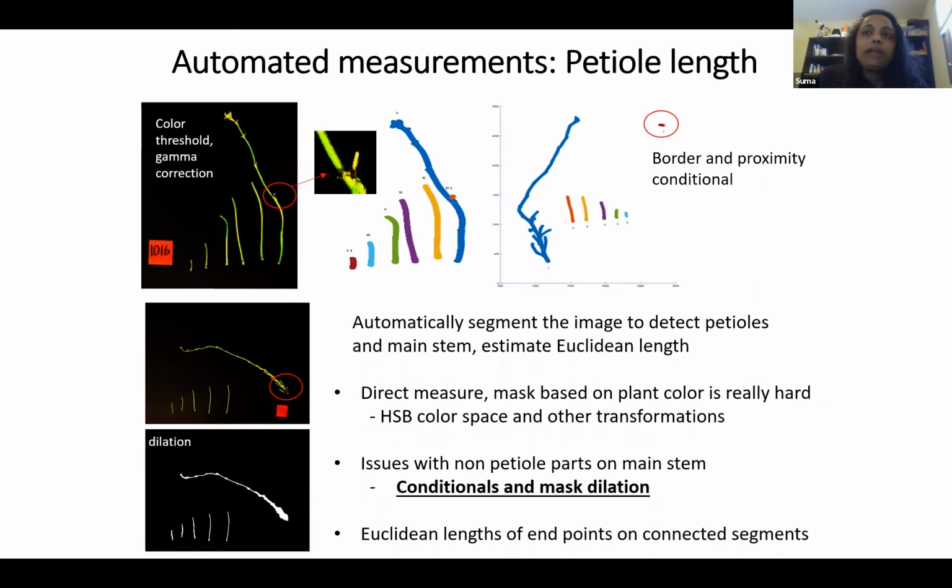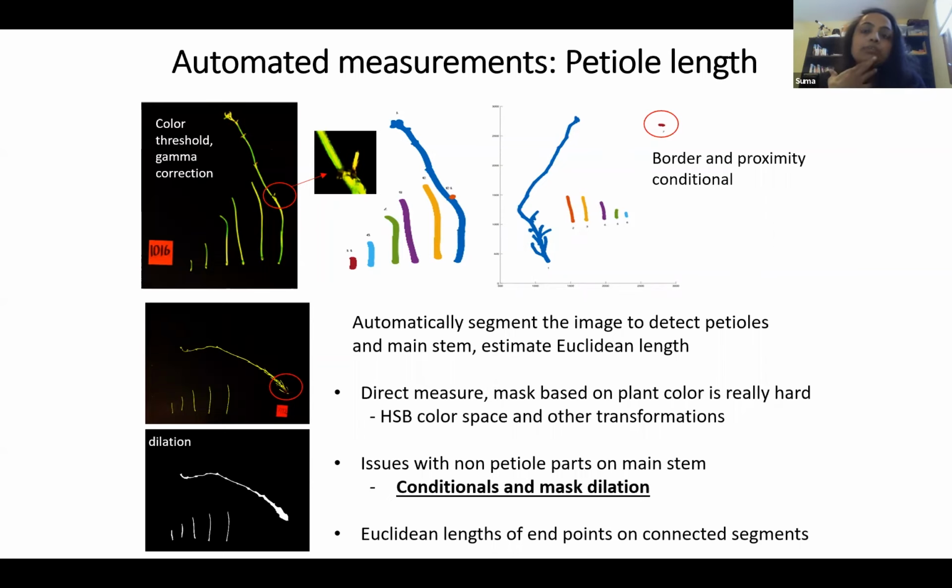And this is petiole length. This was another pipeline that he built. In this case, he had to figure out which part is petiole and which part is branch. Things that are attached to the plant are branches, so he had to do a mask dilation to make sure that branches are not identified as petioles.